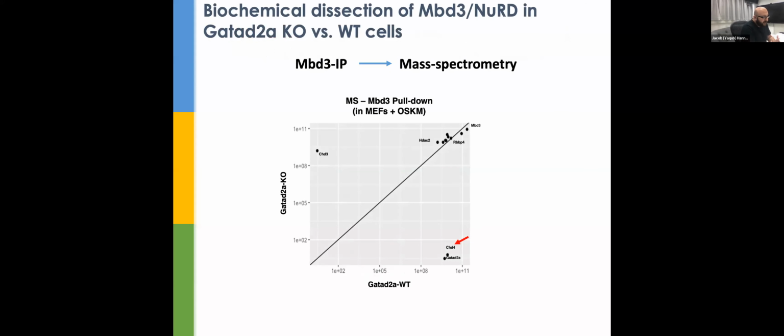Now, to understand biochemically what is going on with this complex and what is the link between Gatad2a, Mbd3, and the rest of the complex, we took the Gatad2a knockout and Gatad2a wild type cells and IP'd Mbd3 and sent it to mass spectrometry and compared the difference between the two. And you can see here that only in the wild type is CHD4, which is the chromatin helicase in the complex, and of course Gatad2a, depleted in the Gatad2a knockout.